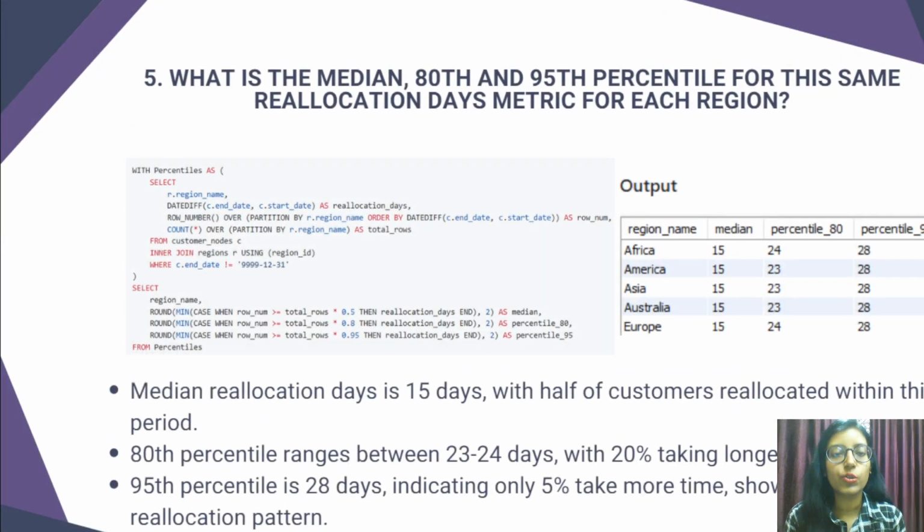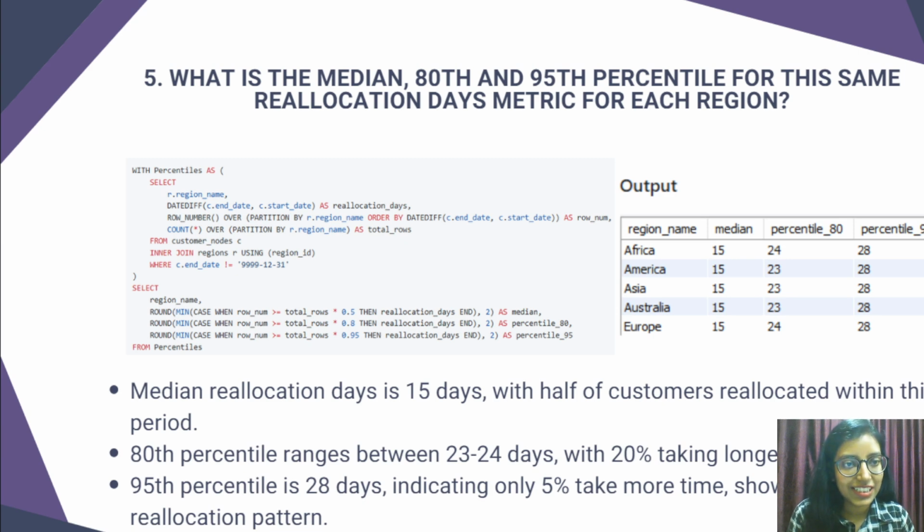So in the next question, we have to identify the median, 18th, 80th, 95th percentile reallocation days metrics for each region. For this, I used a WITH statement, which is a CTE, a common table expression. It is used for creating a temporary table. It has limited data visibility and data access within a particular CTE.